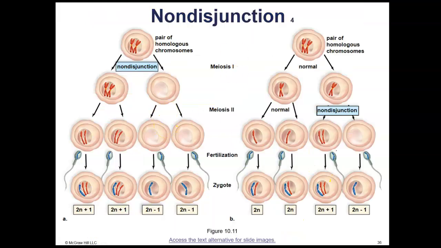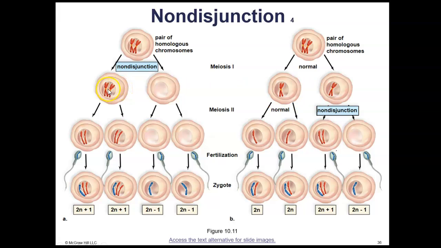Okay, so non-disjunction occurring in meiosis 1. Let's see what happens. Let's say that this cell has only one pair of chromosomes. They don't separate. So one of the daughter cells at the end of meiosis 1 has 2 chromosomes and one has none. The daughter cell over here on the left has an extra chromosome compared to what it's supposed to have. Over here on the right side, you see what normally should have happened during meiosis 1.